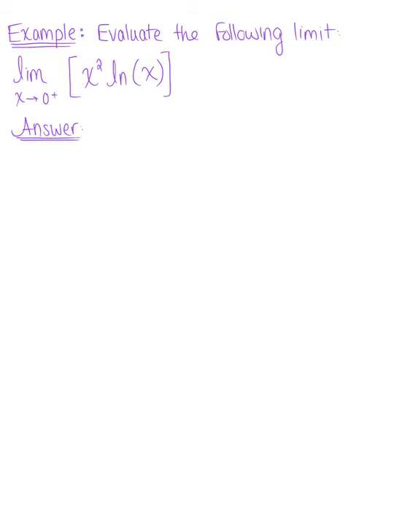Evaluate the following limit. So we have the limit as x is approaching 0 from the right of x squared multiplied by the natural log of x. So we'll immediately try to evaluate this expression. Replacing all of the x's with 0 approaching from the right, we have 0 from the right squared multiplied by the natural log of 0 from the right.